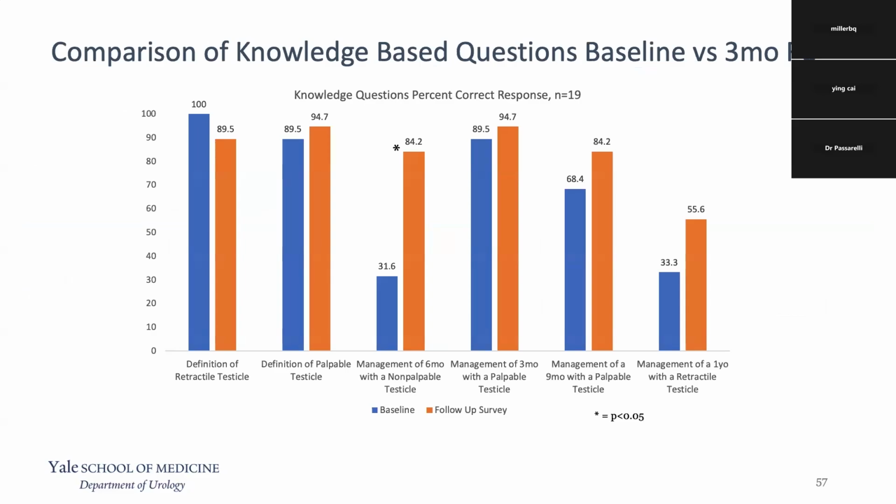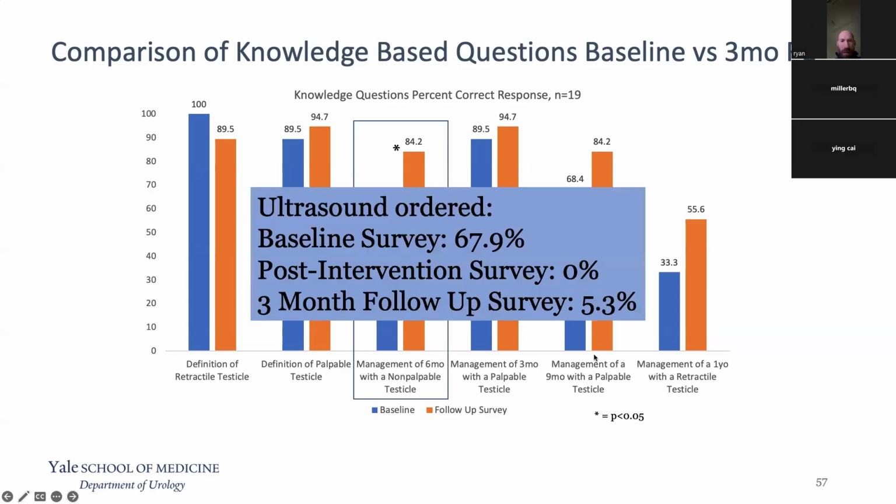And again, one more time, we gave them the same knowledge-based questions that we did on the baseline survey and on the immediate post survey. And you can see, again, they did very well overall. And focusing again on that 6-month-old with a non-palpable testicle, only one person responded that they get an ultrasound on that patient. So showing that this really stuck a few months later, and we got our point across. So that was very nice to see.